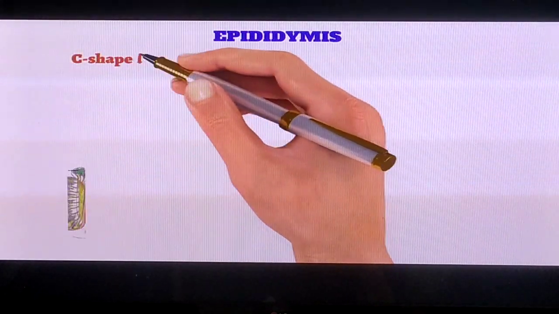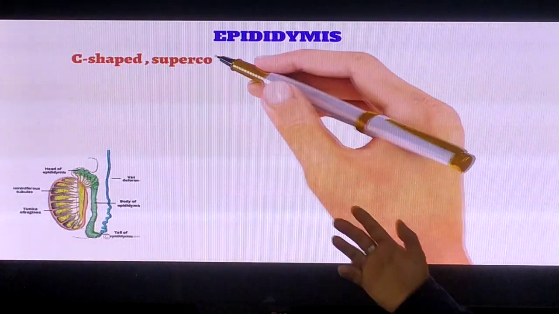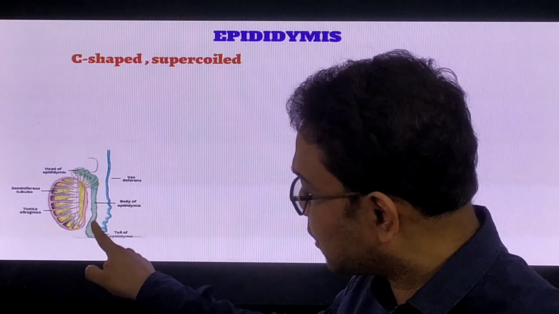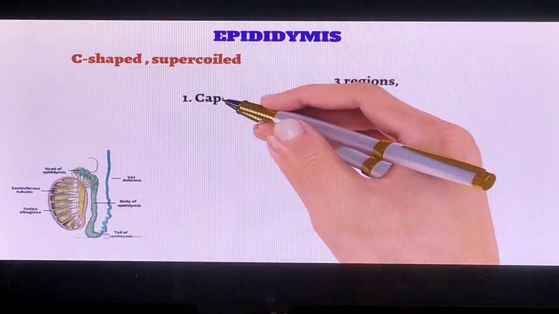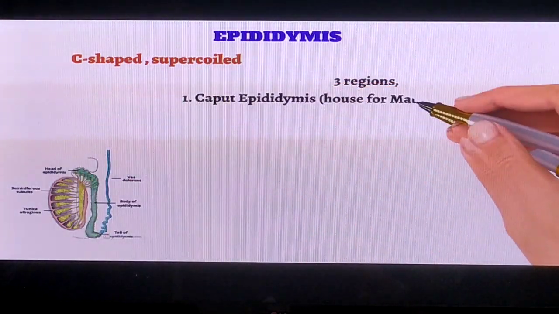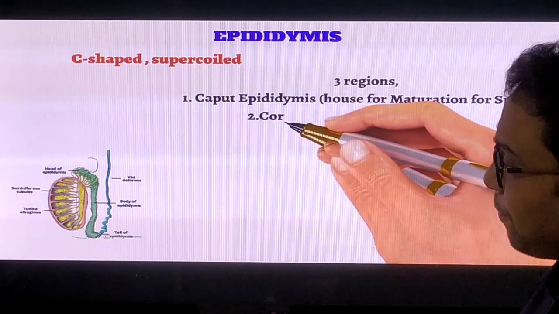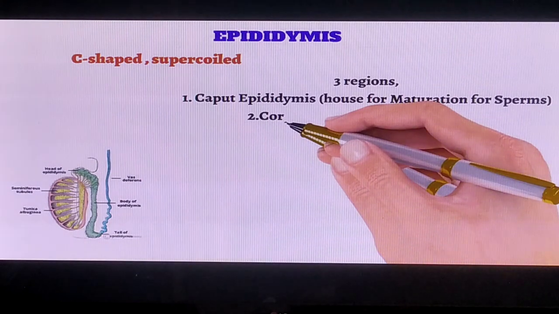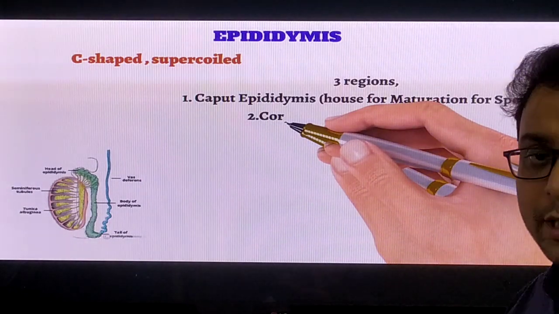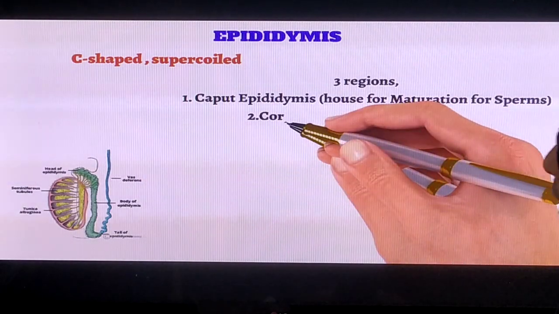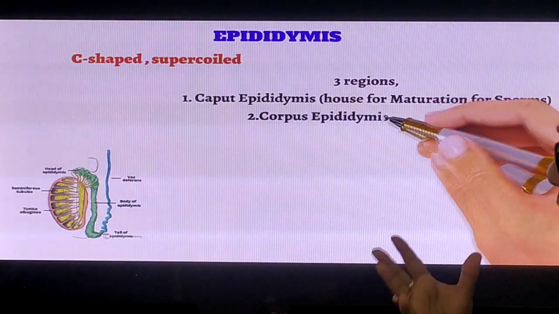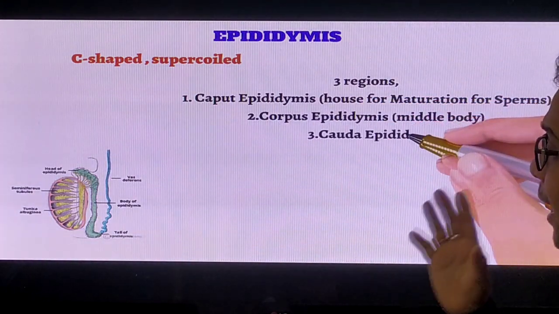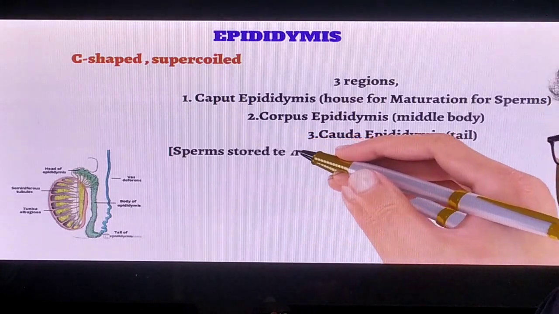Epididymis, that is the C-shaped structure. Most important, this one is the C-shaped structure. It is called the epididymis, a supercoiled structure, and it has three regions: outer region, middle region, and the bottom region. So you can also call them the caput epididymis, the corpus epididymis, and the cauda epididymis. Those are the three regions.